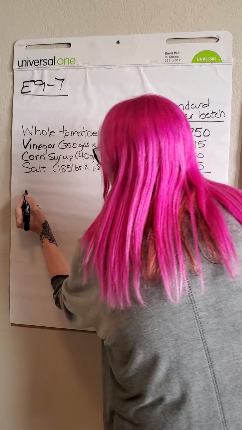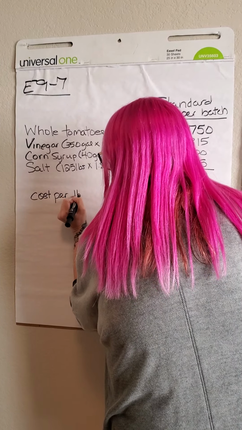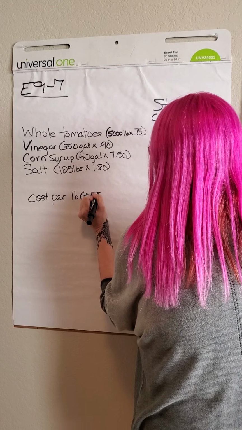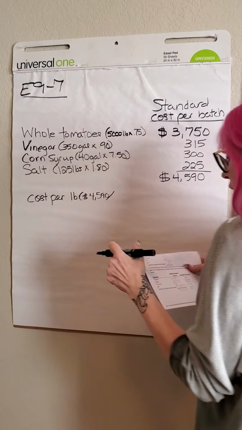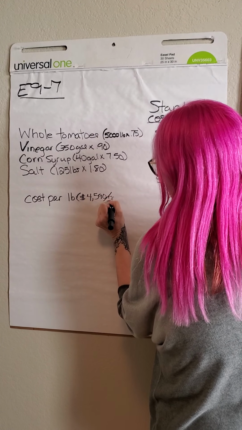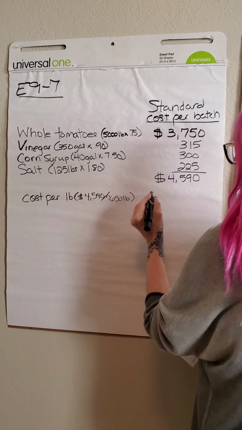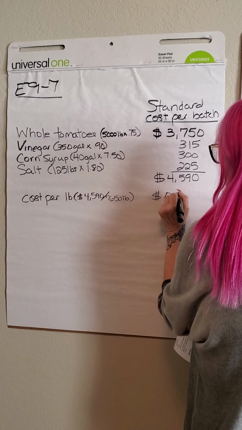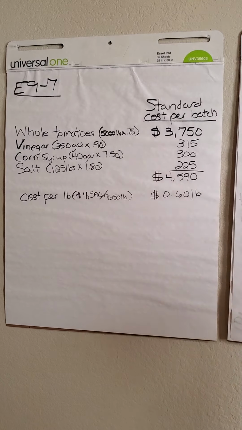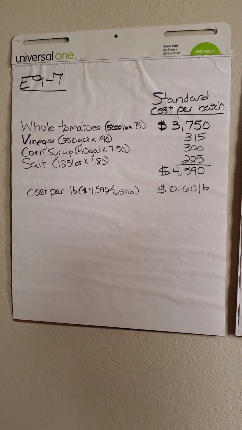So to get the cost per pound, we are going to take the $4,590 and we're going to divide it by our 7,650 pounds in a batch, and that's going to give us a total of 60 cents per pound. Remember that this is the standard cost that we've done so far. Okay, so in the next part of the problem, so this is A.